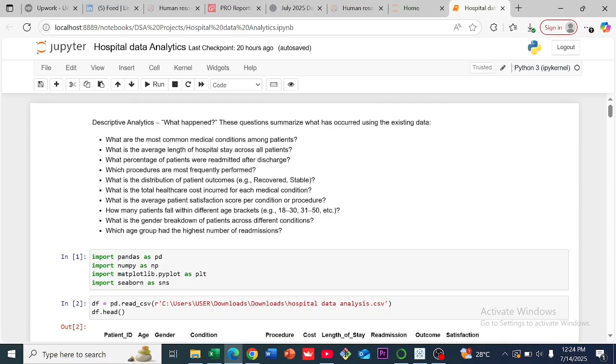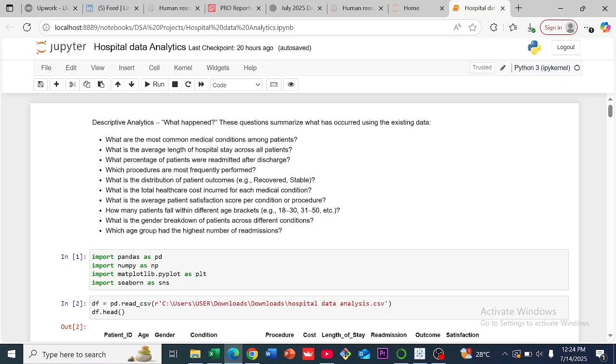What is the total healthcare cost incurred for each medical condition? What is the average patient satisfaction score per condition or procedure? How many patients fall within different age brackets? What is the gender breakdown of patients across different conditions? And which age group has the highest number of readmissions? So you could see we have all the what, which, how. You just want to get information regarding your dataset.